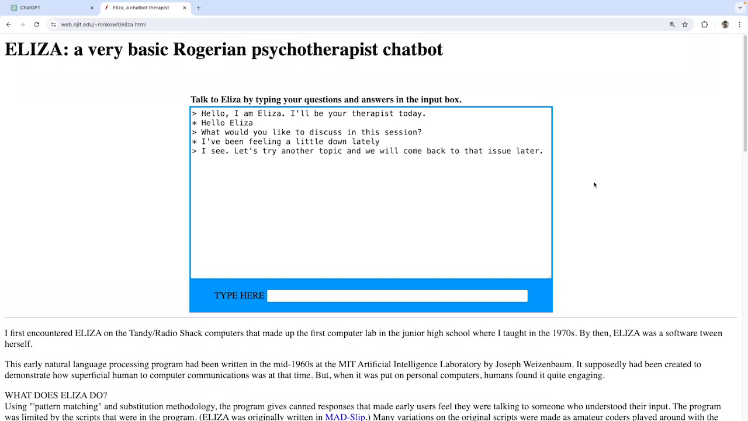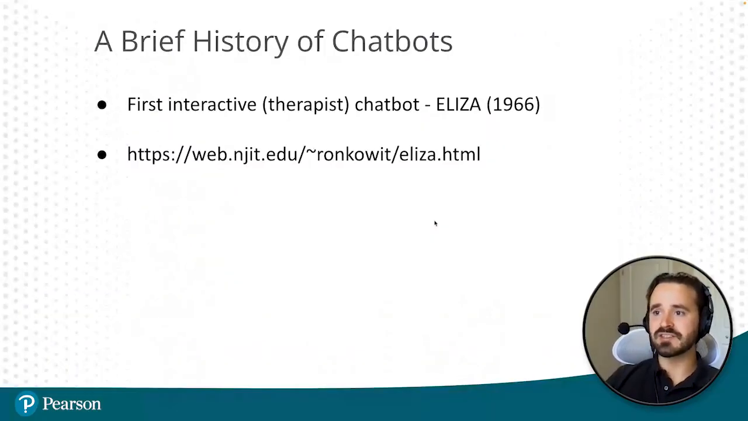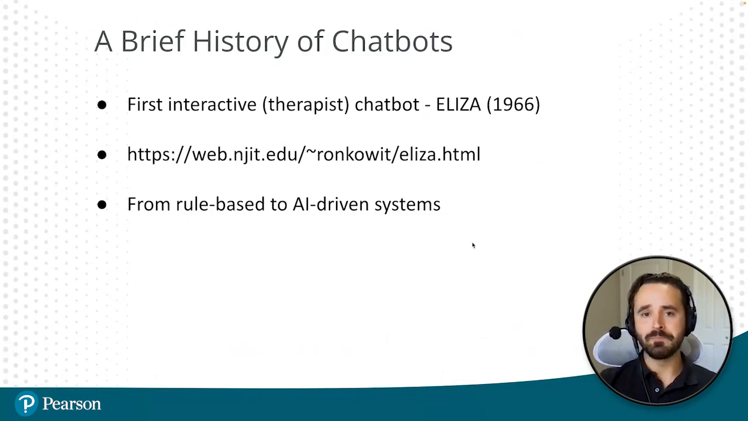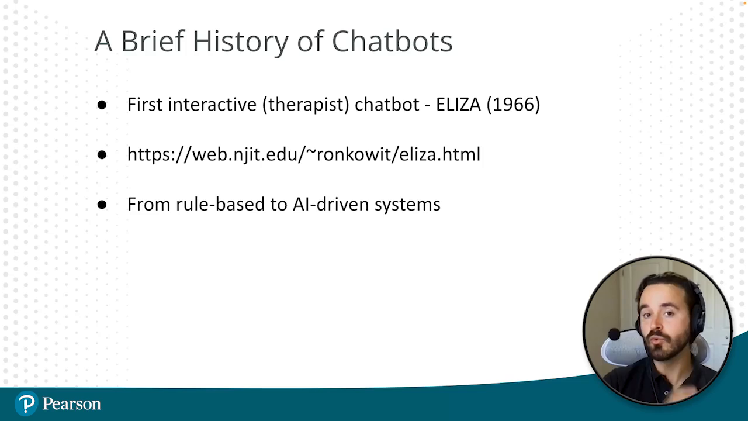So not necessarily the most helpful therapist in the world, but this was actually a pretty revolutionary thing when it came out, because it introduced the idea that you could actually talk to a computer. This is something that people have been thinking about for a while, but until very recent years, it's not really something we've truly been able to do. So that's kind of where it all started. From there, it's been a gradual process of going from rule-based systems to AI-based systems.